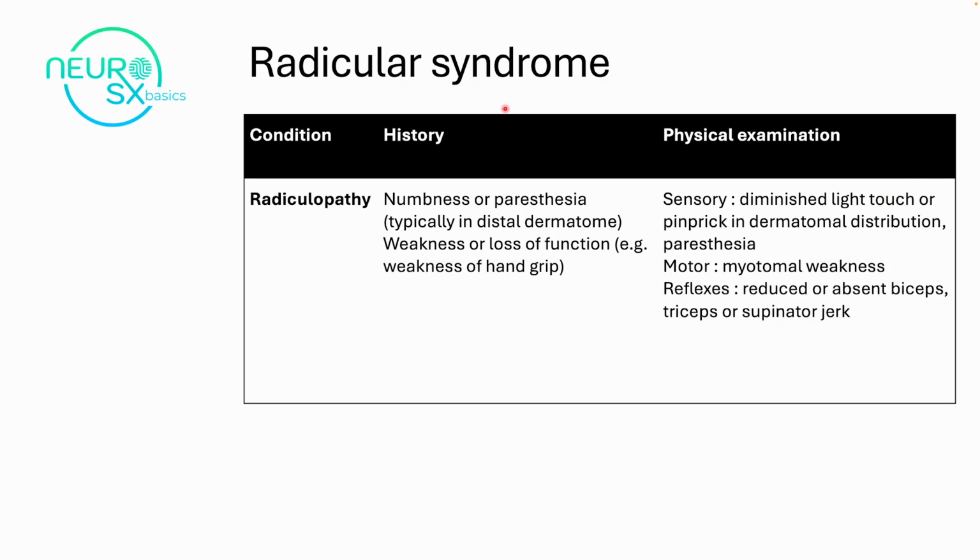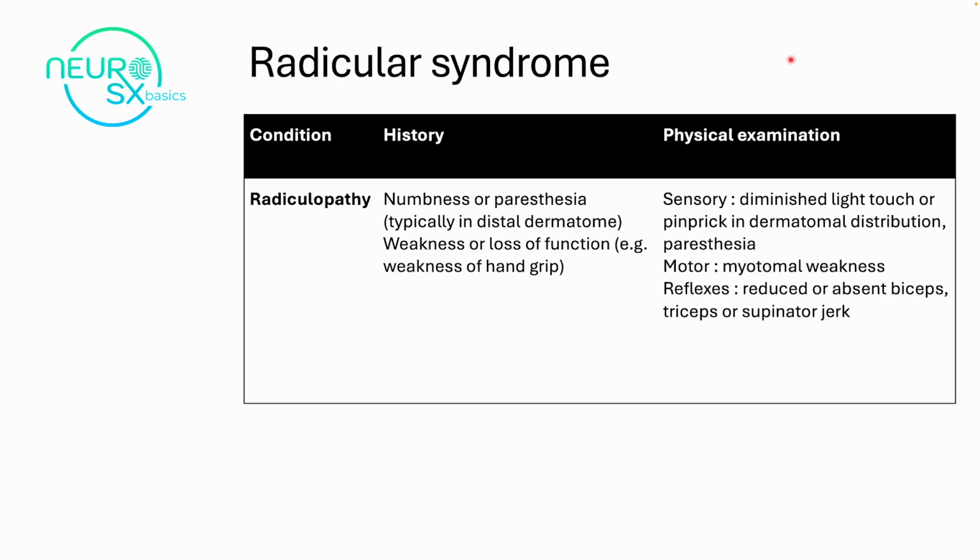Radicular syndrome can also present with radiculopathy, which may or may not be present with radicular pain. Now in radiculopathy, rather than pain, they'll complain of numbness or paresthesias, which will actually typically happen in the distal dermatomes. And they could also have weakness or loss of function, like a weakness of the hand grip.